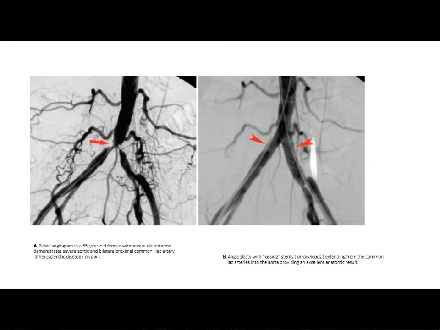Picture A shows a pelvic angiogram in a 55-year-old female with severe claudication, demonstrating severe aortic and bilateral proximal common iliac artery atherosclerotic disease. B shows angioplasty with kissing stents extending from the common iliac arteries into the aorta. You can see the two common iliacs extremely narrowed with multiple collaterals bypassing the stenosis, indicating Leriche syndrome. And here they put two stents, kissing stents, to open them.